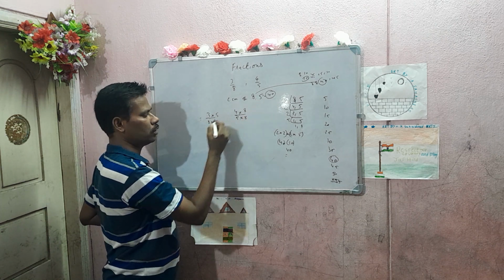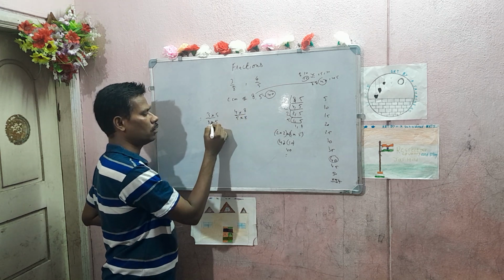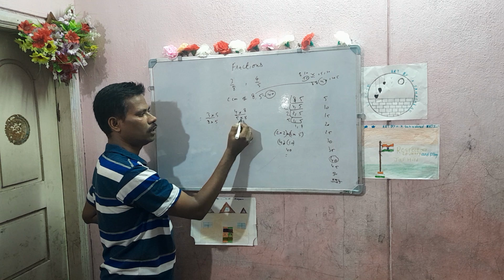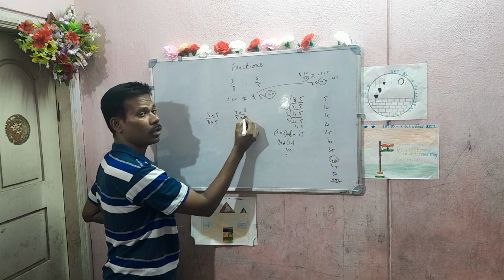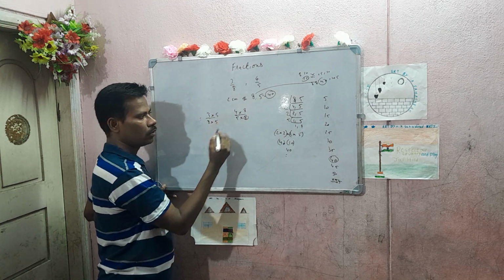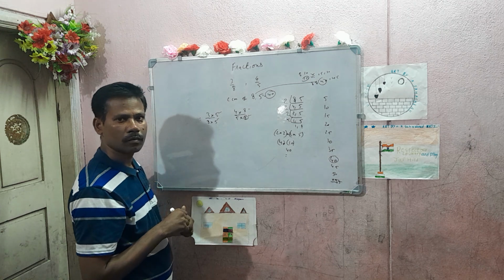Simple, children. 40 is there, you see the denominator. 8 how many times? 5. 8 5s are 40. 5 how many times? 8 times. 5 8s are 40. Whatever number you are writing for the denominator, the same number you should write for the numerator.